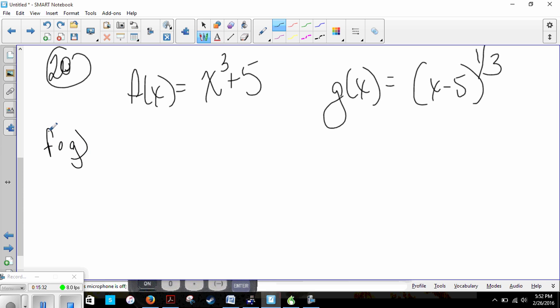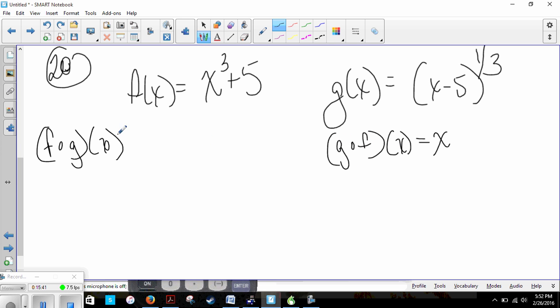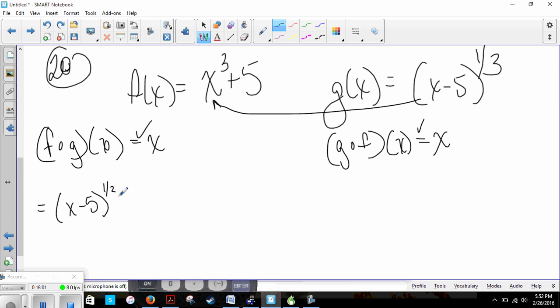You should find f of g of x, and you should find g of f of x, because those two things don't have to be the same. And if these both turn out to be equal to just an x, then they're inverses. So let's find f of g. I'm going to take g, and I'm going to plug it into here everywhere I see an x. So f of g of x is going to be, instead of x to the third power, (x minus 5)^(1/3), and then raise that to the third.